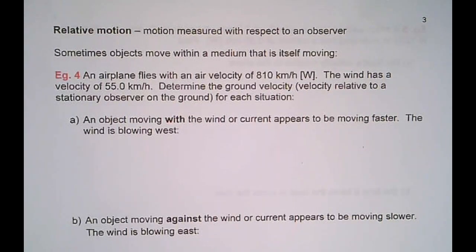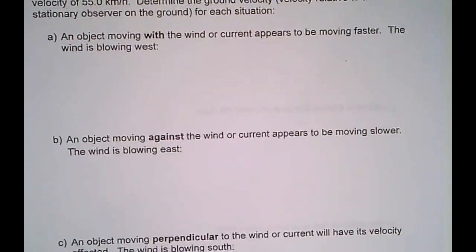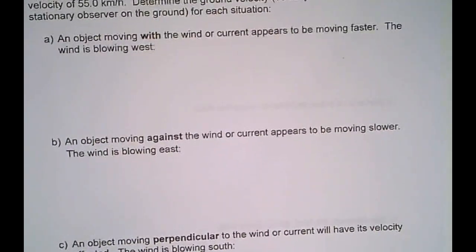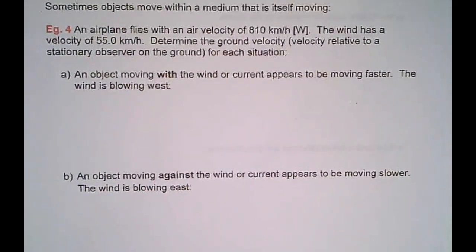Or like in this example, when an airplane flies with an air velocity of 810 kilometers per hour west, the wind has a velocity of 55 kilometers per hour. Determine the ground velocity, so the velocity relative to the person standing on the ground for each situation. So if the object is moving with the wind or current, it appears to be moving faster. The wind is blowing west in this example.